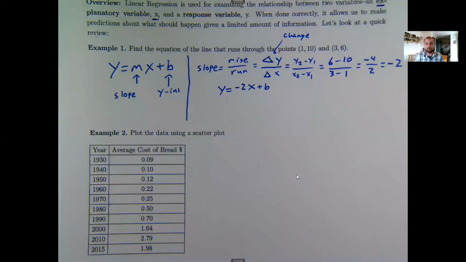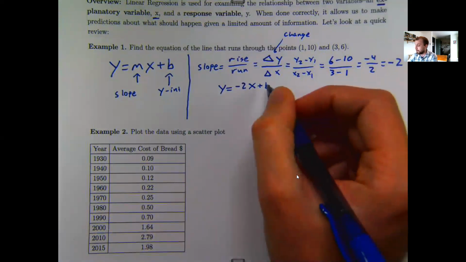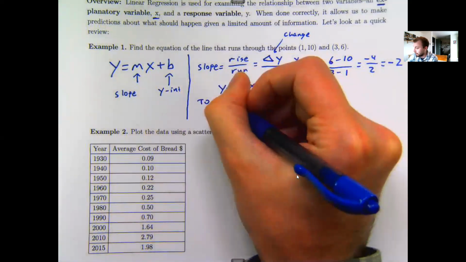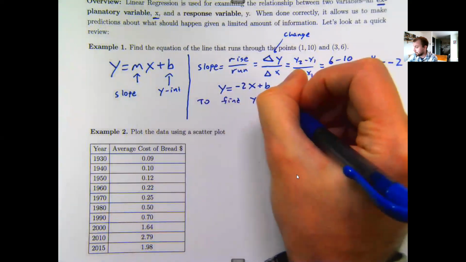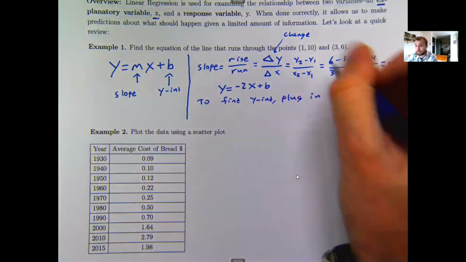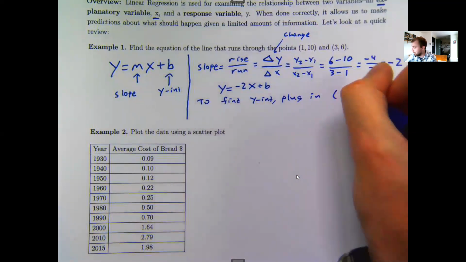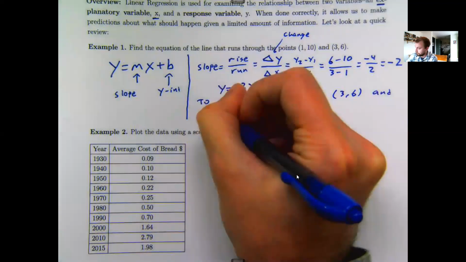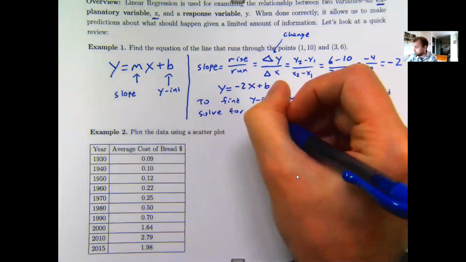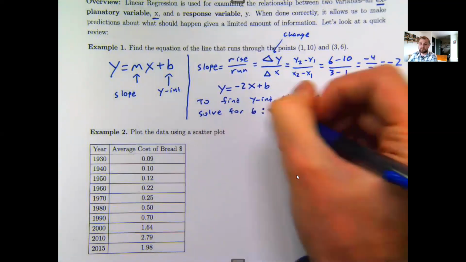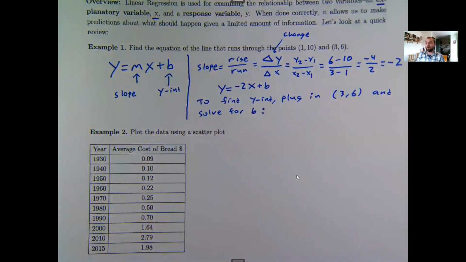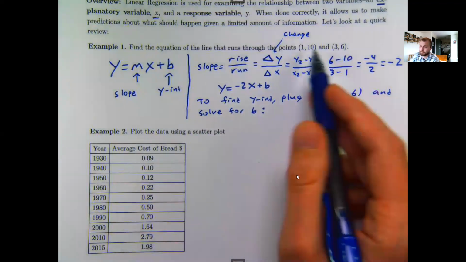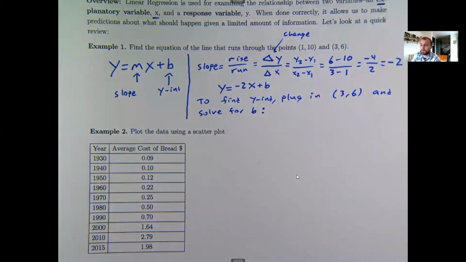I'm one step closer to having this equation, but I still don't have this b. To find my y-intercept, I'm going to plug in a point, either one of these points. I'm going to choose (3, 6), and solve for b. Typically, I'm choosing the point that has smaller or easier to work with numbers. These both have relatively small numbers, so I'm choosing (3, 6) mostly because I think 3 and 6 is a little bit smaller than 10, but whatever works for you.